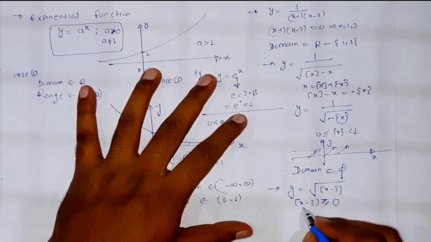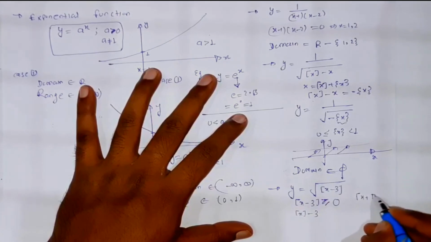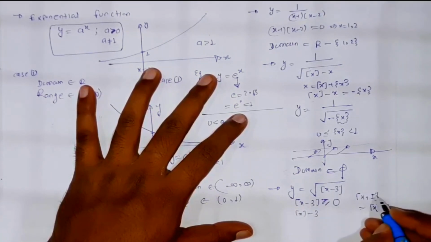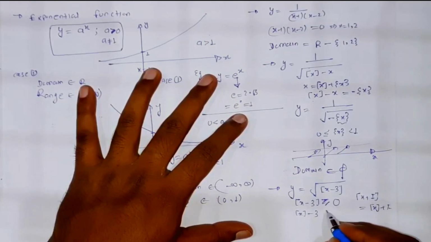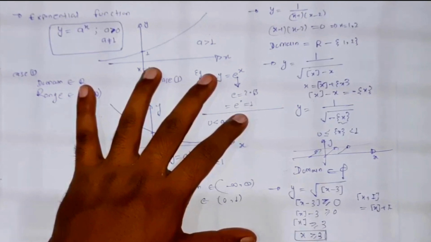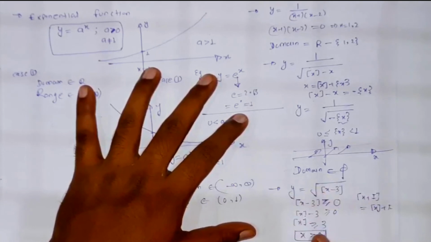I know the property of the integral part function: the integral part of x plus i, if i is a complete integer, and 3 is a complete integer. So the integral part of x is greater than or equal to 3, so x will be greater than or equal to 3. These are the values of x for which this function is defined. So we can say this is the domain of this function.